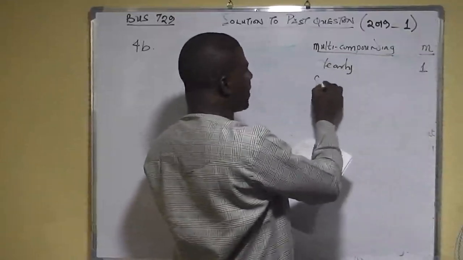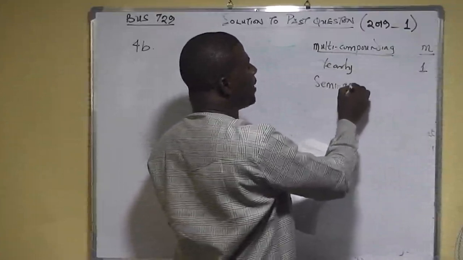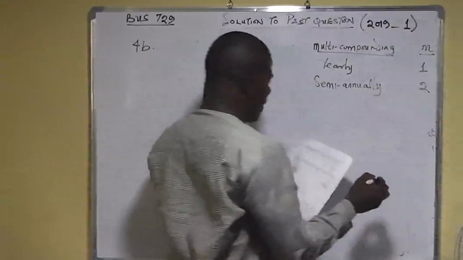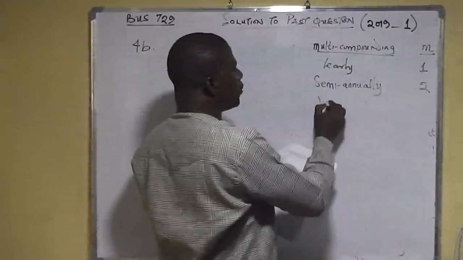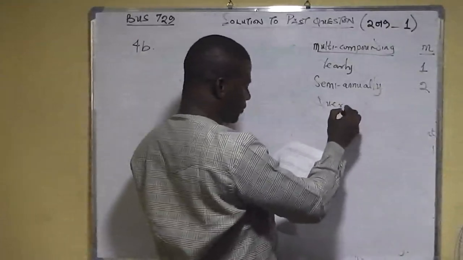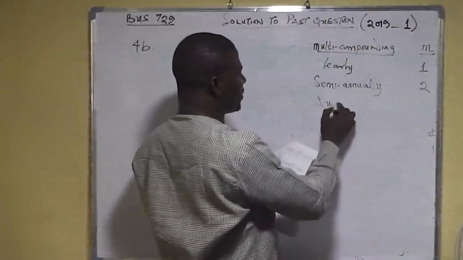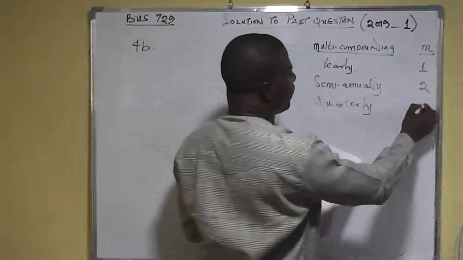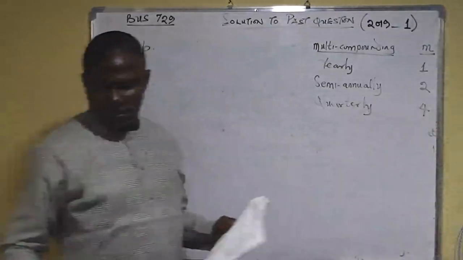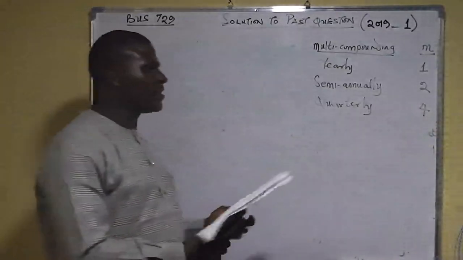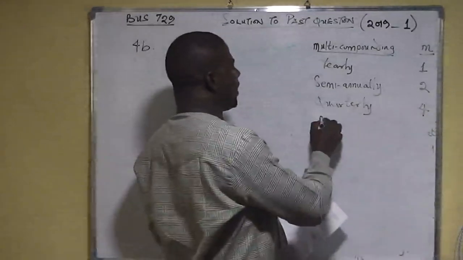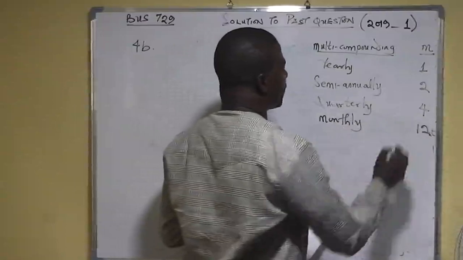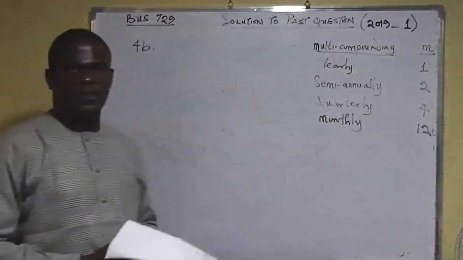But when you have semi-annually, it means twice in a year. So your M will be 2. And when you say quarterly, it means 4 times in a year. And of course, when you say monthly, it means 12 times in a year. So this is what we call multi-compounding.